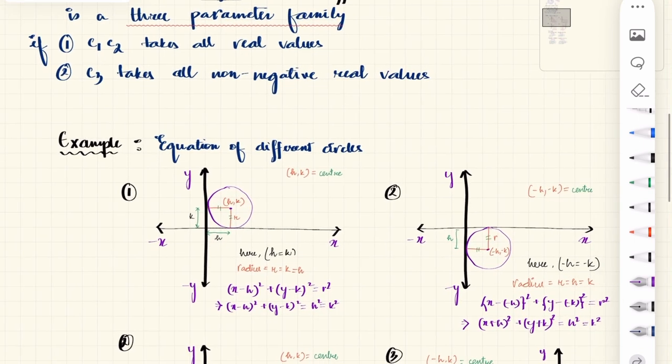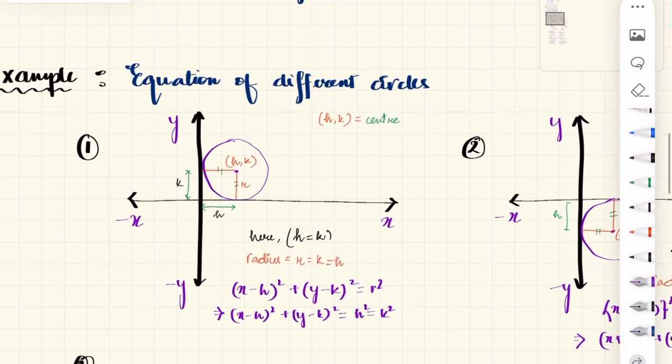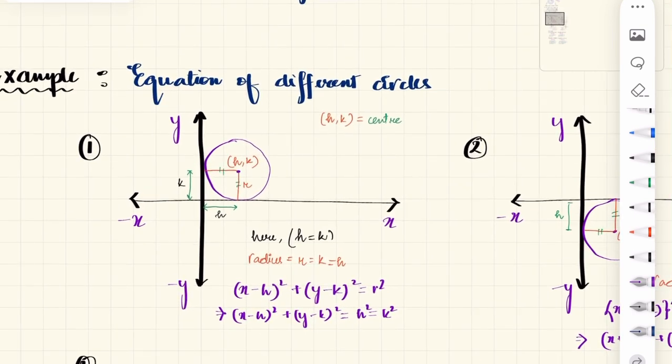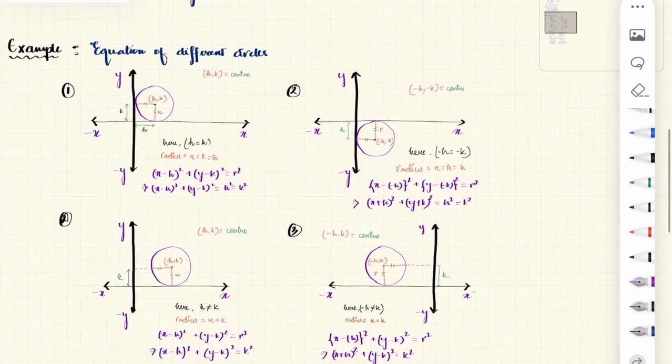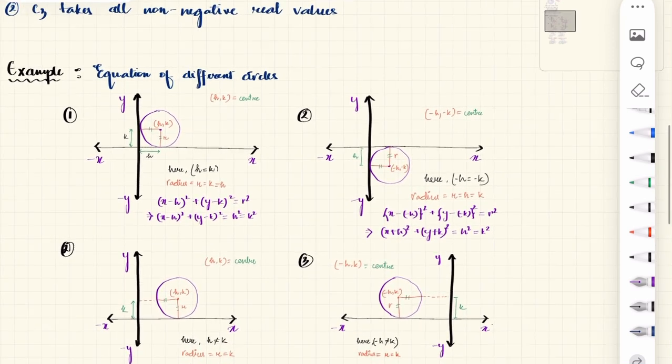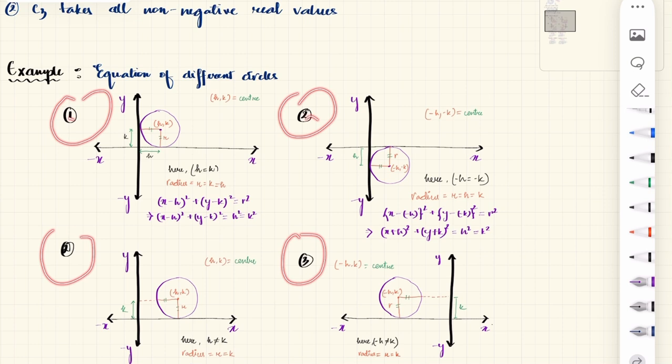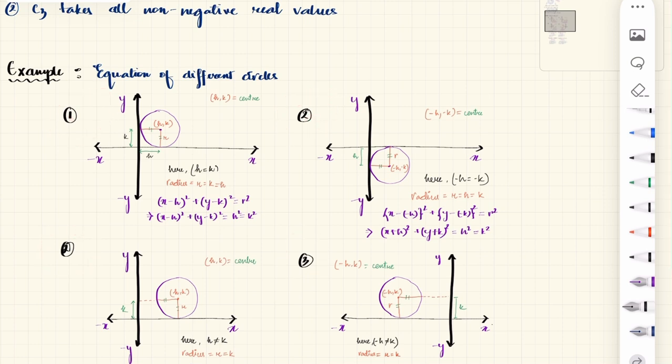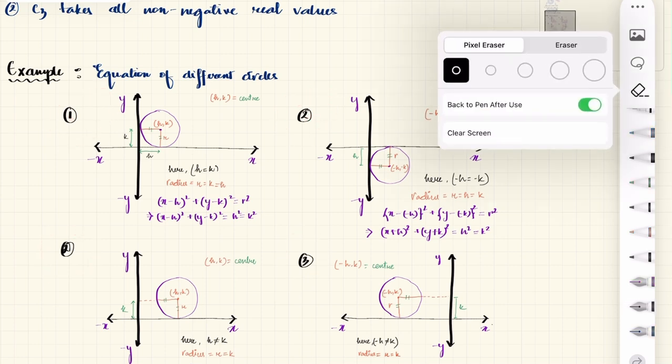So the equation of different circles. Yes, the topic is all about curves, but I'm talking especially about circles. So here are the examples. Let's see, I have 4 examples here: 1, 2, 3, 4. Okay, so let me write them down properly.